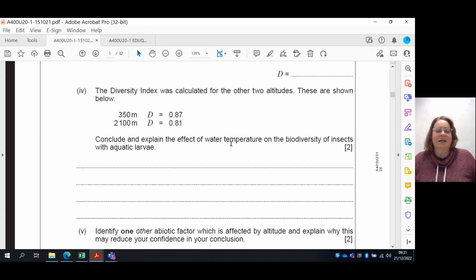The next question here, it gives you already calculated numbers for the biodiversity index. Here it gives you the 0.7 and 0.8.